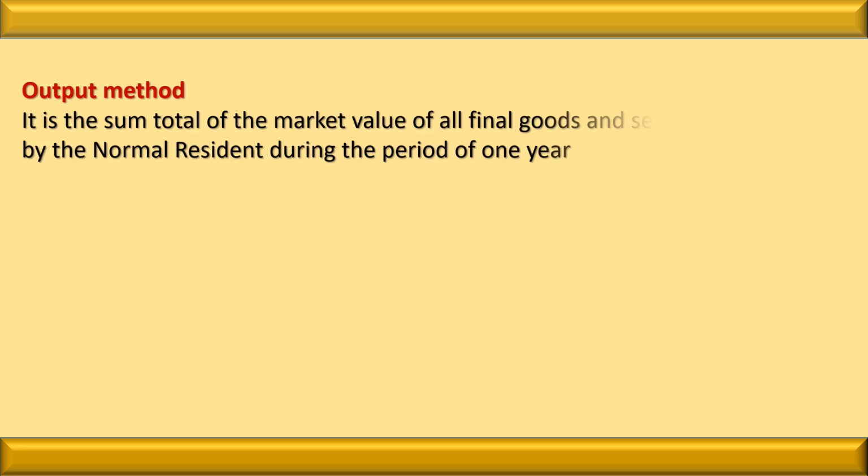Now let us see what we do under the output method or the value added method. Listen, under the value added method, national income is the sum total of the market value of all final goods and services produced by the normal resident during a period of 1 year. So according to the value added method, national income is the sum total of market value of all final goods and services produced by the normal resident during the period of 1 year.